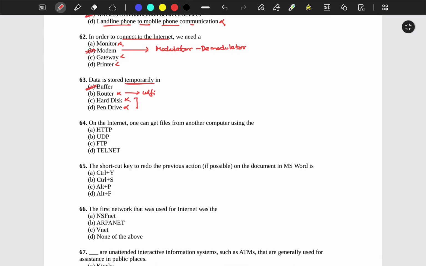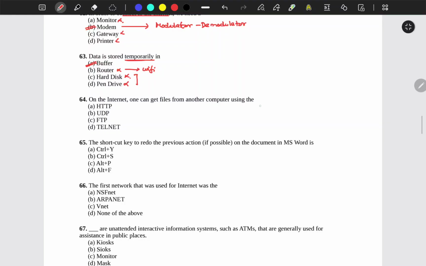Question number 64. On the internet, one can get files from another computer using the HTTP, UDP, FTP, or Telnet. So the correct answer would be FTP. FTP stands for File Transfer Protocol. Sometimes when you connect your phone to your laptop, you might get an option like what kind of connectivity do you want? Just charging, or you want FTP. FTP allows you to even transfer your photos or videos from a mobile phone to your laptop or computer, right? So FTP, File Transfer Protocol.